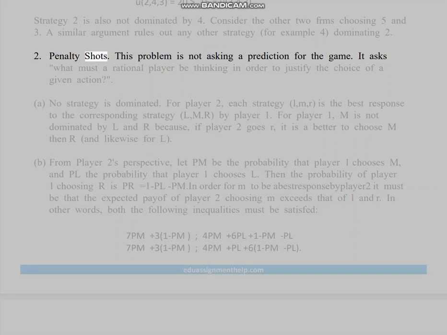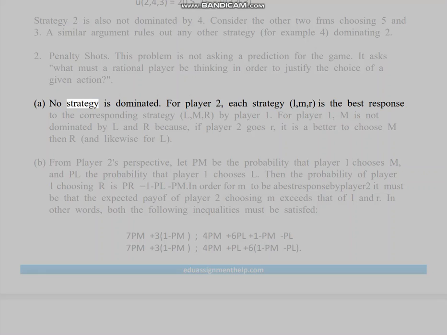2. Penalty shots. This problem is not asking for a prediction for the game. It asks, what must a rational player be thinking in order to justify the choice of a given action? A. No strategy is dominated.